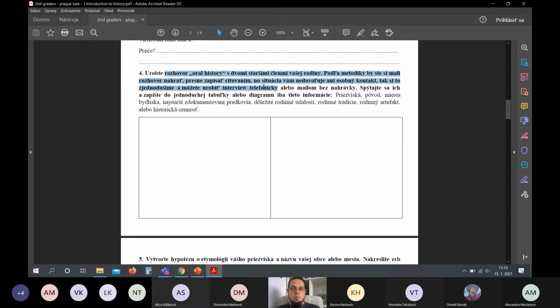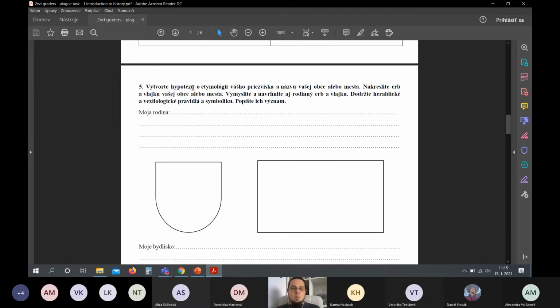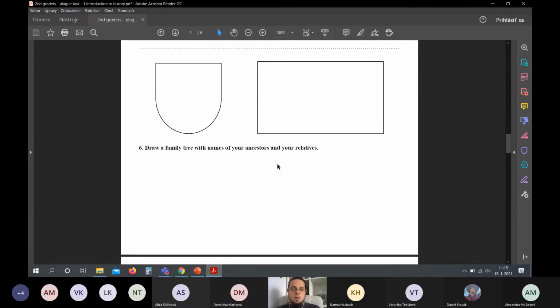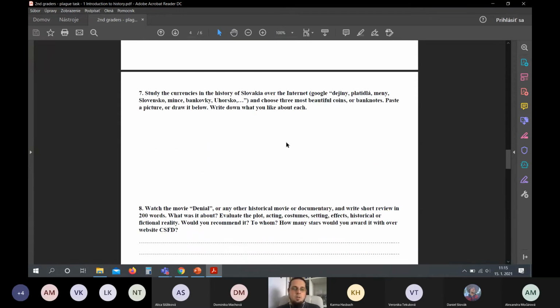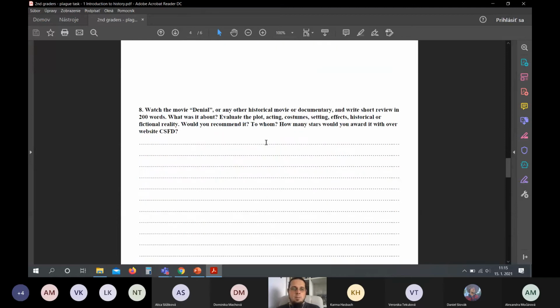interview with some of their relatives about family history and traditions and so on. Yeah, etymology of the surnames, that was also interesting for the guys. Proposal, and also the flags and coat of arms of their village or town, and family tree. All the things that were pretty easy. Currencies of Slovakia and Hungary.